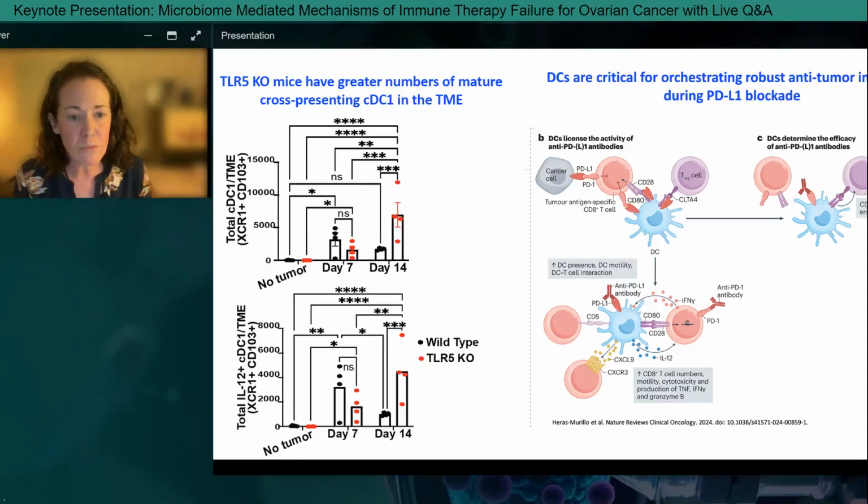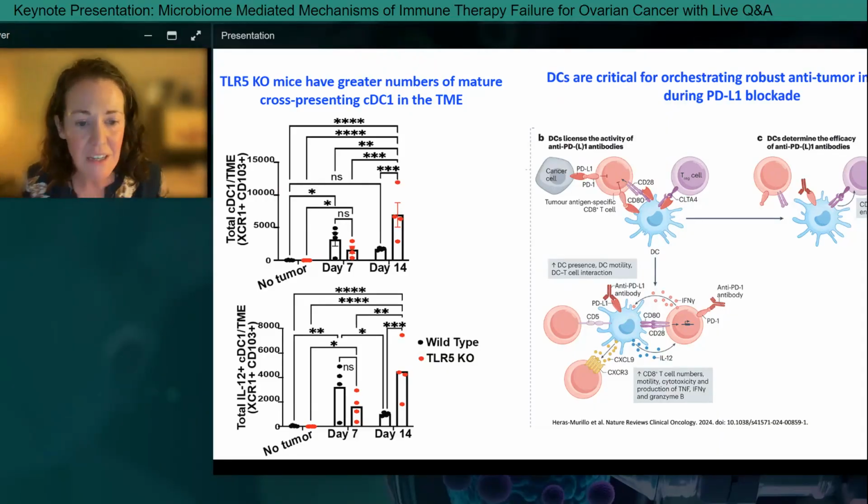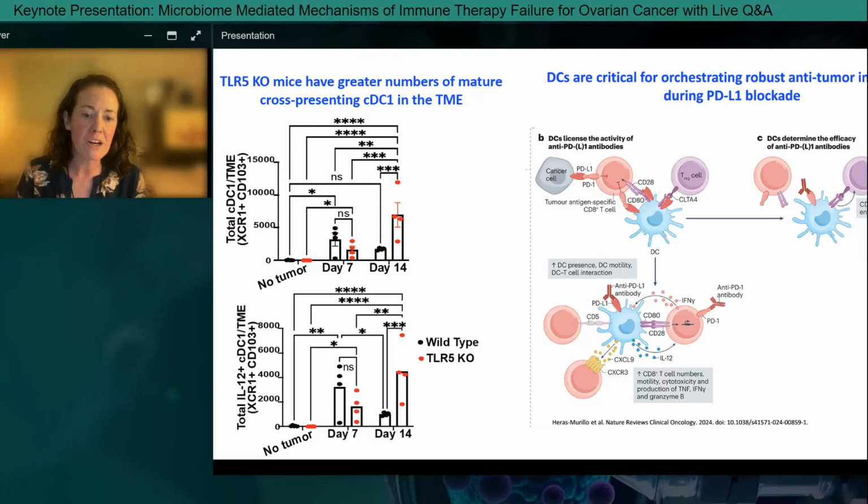And so we looked at the tumor microenvironment of tumor-bearing mice during early tumor progression, prior to and during when we would be delivering the immune checkpoint blockade. And one of the cell types that came out of this analysis was that TLR5 deficient animals had an expanded population of cross-presenting dendritic cells, or traditionally called cDC1. Now, these cells are really critical for orchestrating anti-tumor immunity in various tumor settings. They can present antigens to CD8 T cells, and they oftentimes correspond with improved responses to immune checkpoint blockade.